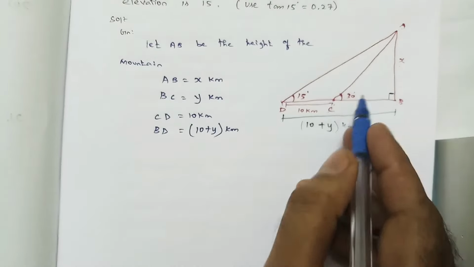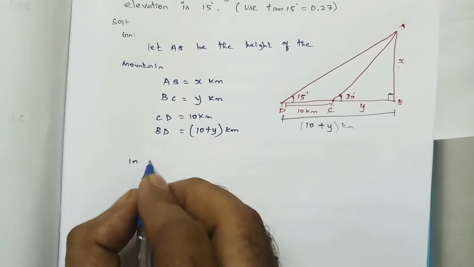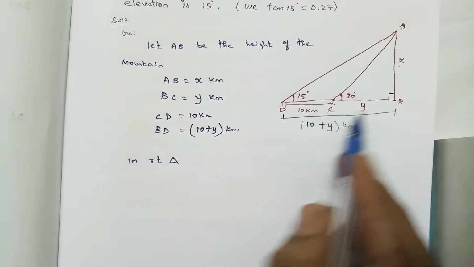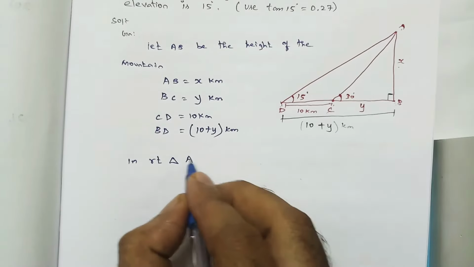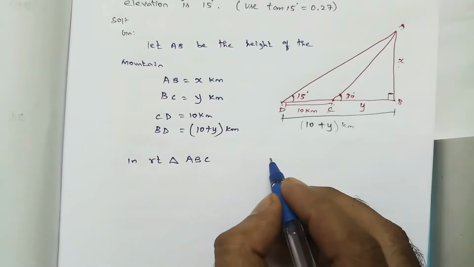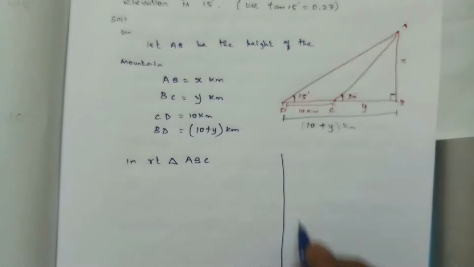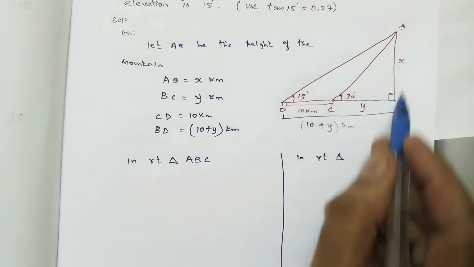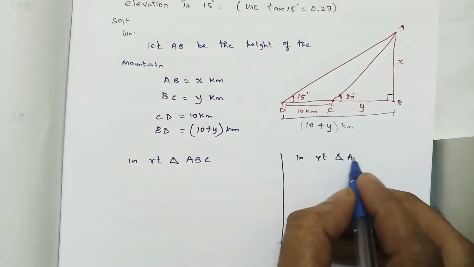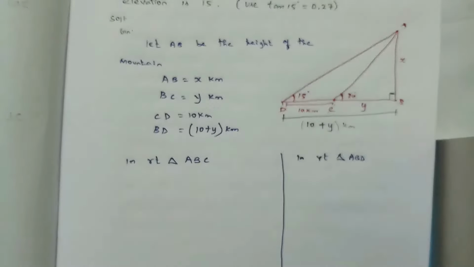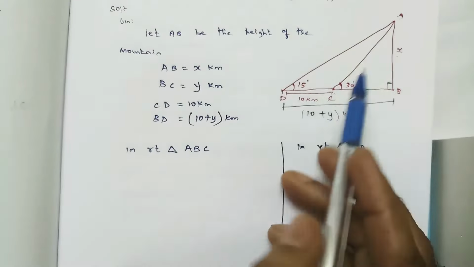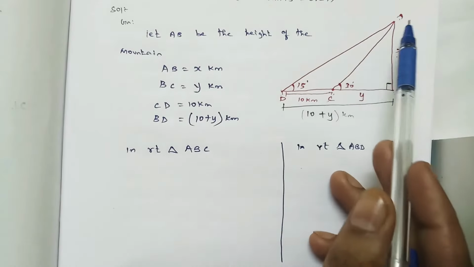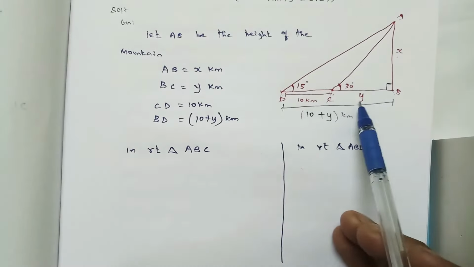What are they? One is right triangle ABC. Another triangle is right triangle ABD, right? First see the triangle ABC. In right triangle ABC, we need X and Y values alone.